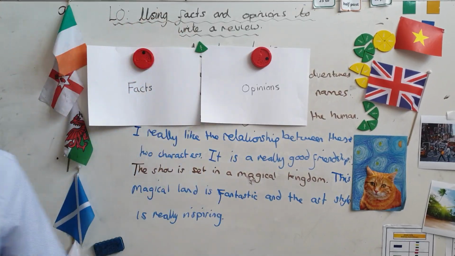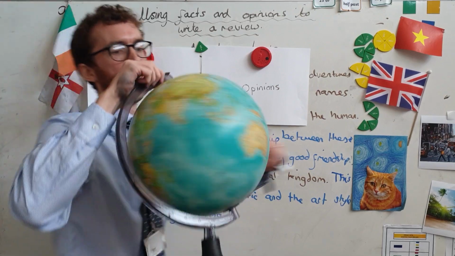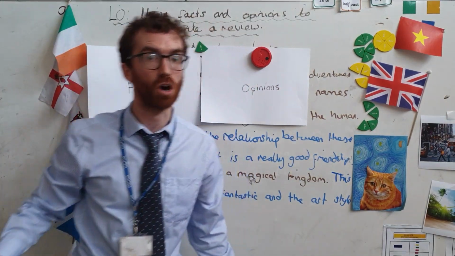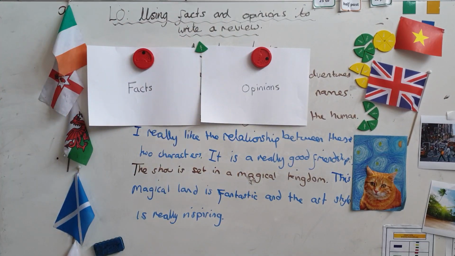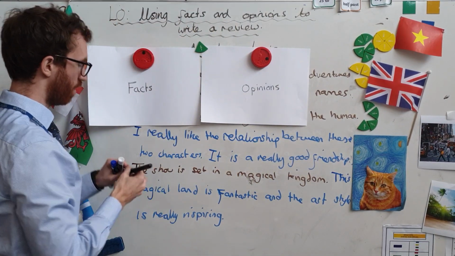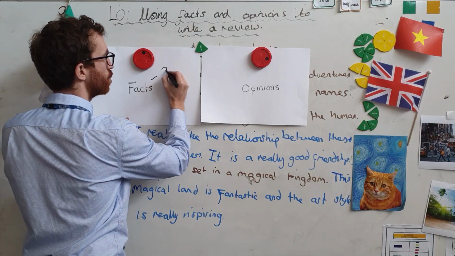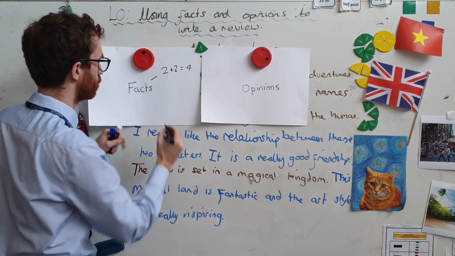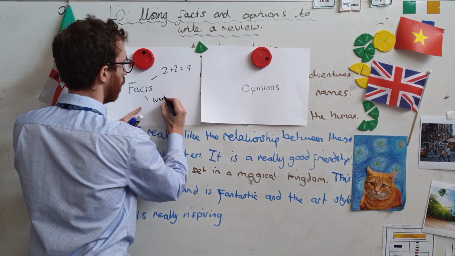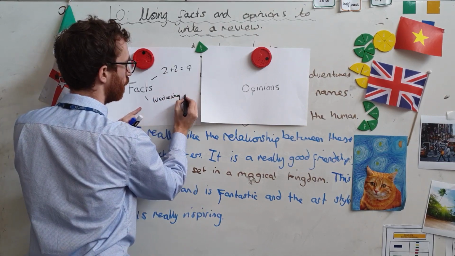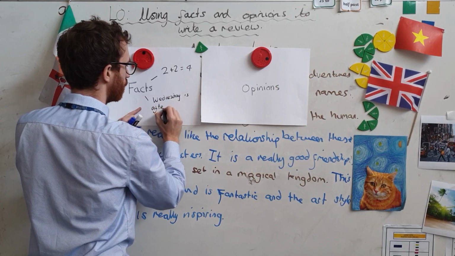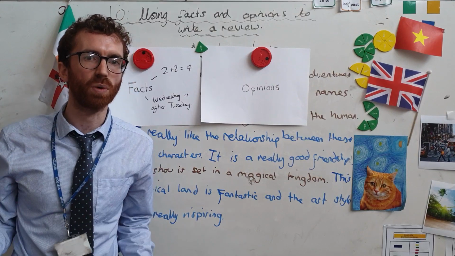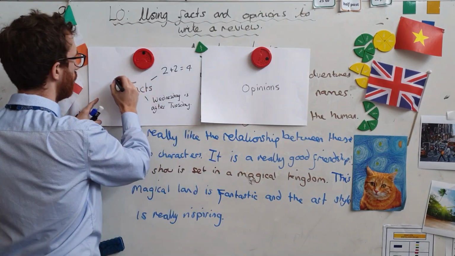Okay, so for example, the Earth is spherical and spins on its axis. That is a fact, it is not flat. The whiteboard is white. Let's think of another fact, a really good one. Might be that 2 and 2 equals 4. It is a fact, it is always true. What about this? Wednesday is after Tuesday. That is a fact, it is always true. Wednesday is always after Tuesday.